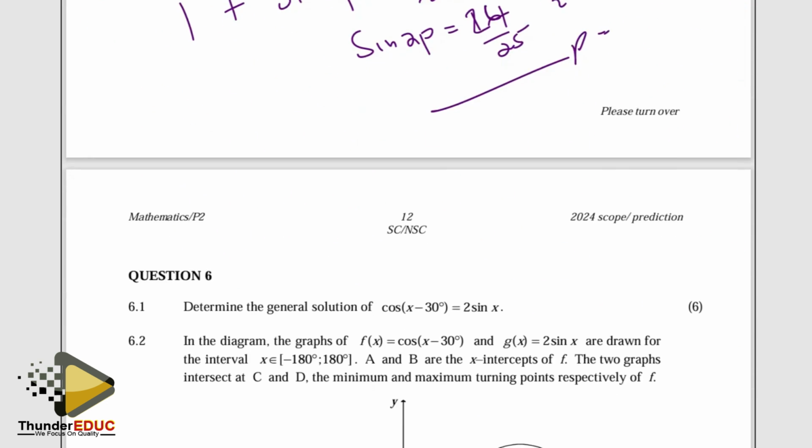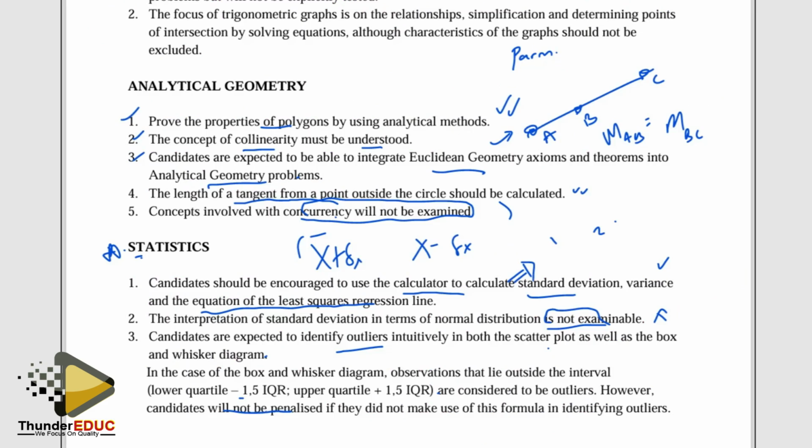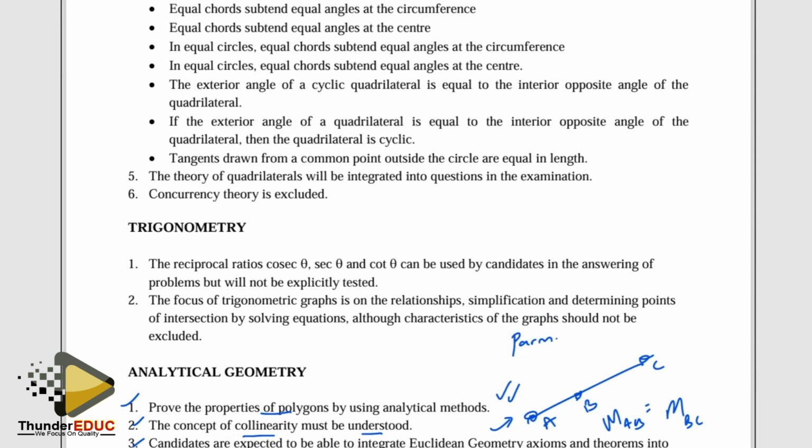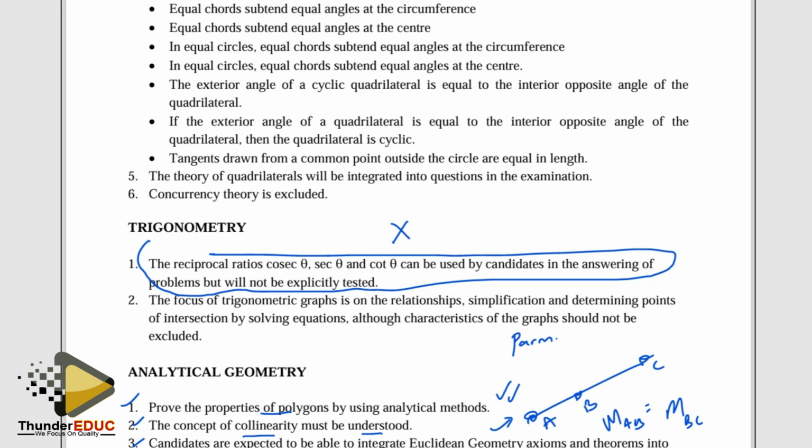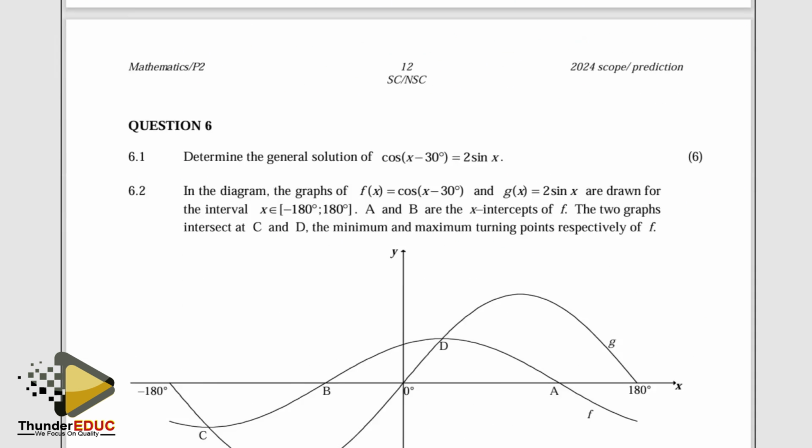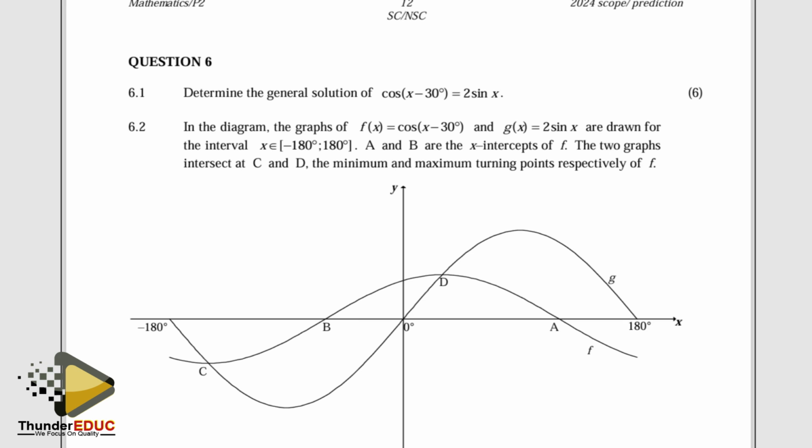All right. So before I move further, let's go back to the guideline. Remind ourselves what is expected of us. We don't expect these things of grade 10, the reciprocals, sec, and what that is out. Three graphs will be on relationship simplification, determining the points of intersection by solving, although the characteristics should not be excluded. Okay. Then the reductions and the rest. So there's nothing much that the guideline is telling us, which means we need to know quite a lot about trig, all the details.